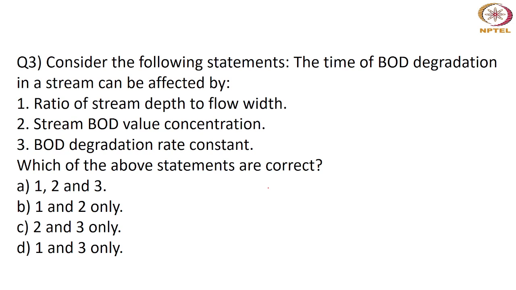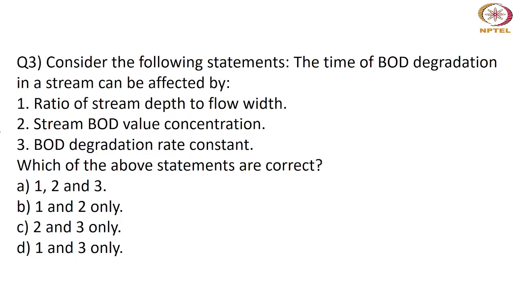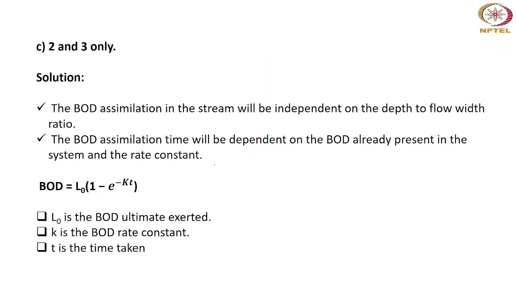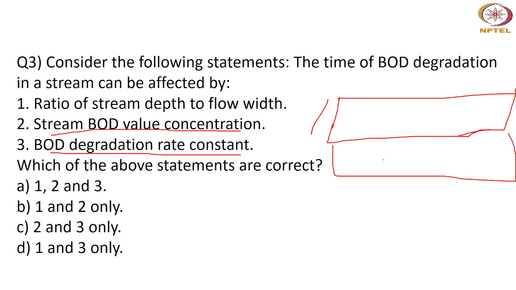So we'll go for the solution. The correct answer is C, not B nor D. So this is 2 and 3. Basically, this one: the stream BOD value concentration and the BOD degradation rate constant. Why? Because whatever the stream condition, the depth and flow, it doesn't matter. Whatever the stream width or the depth, it doesn't matter.